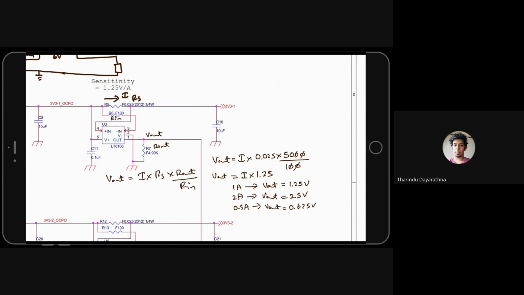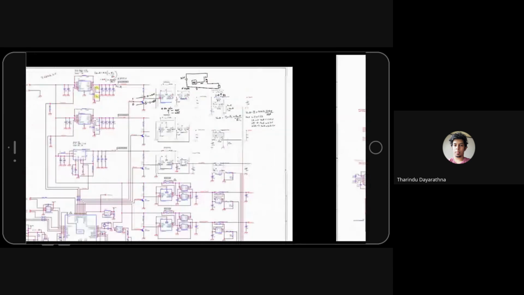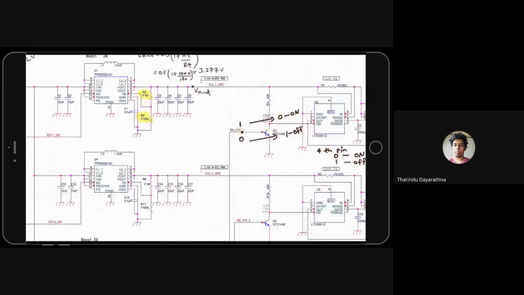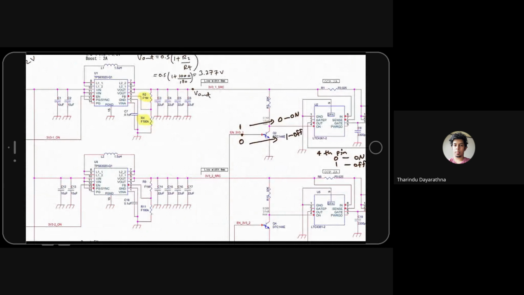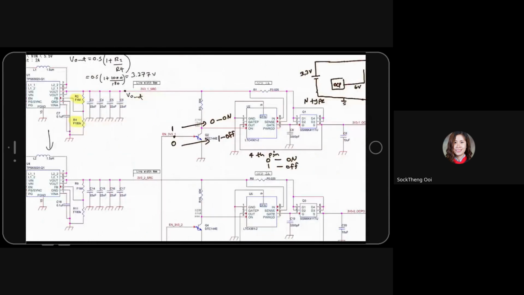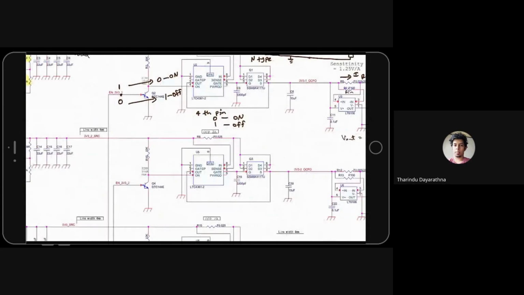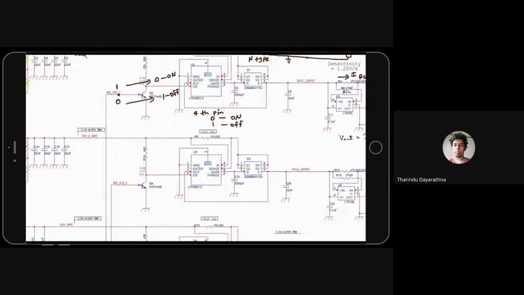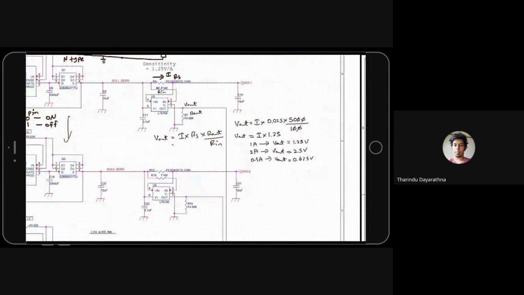Okay, then let's go to the 3.3 volt line. I don't need to explain this one because it is exactly the same here. Here same. And for the 5 volt and the regulator, all are the same. So this one same, everything same.